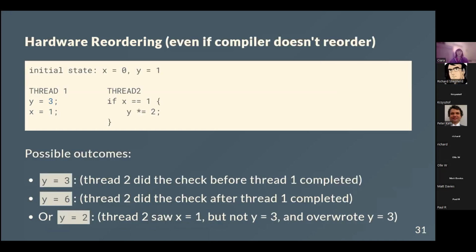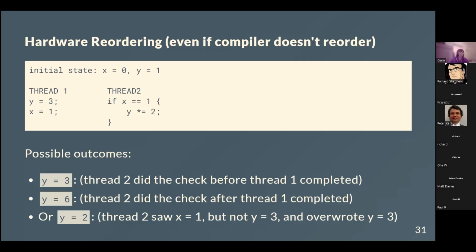For example, hardware reordering. So even if the compiler doesn't reorder it, that doesn't mean that the code, when it's running on our multiple threads, is going to see values in the order that it looks like we're going to see values. So if we have an initial state, x equals 0, y equals 1, our thread 1 might set y to be 3 and then x to be 1. And thread 2 will then say, okay, well, if x is 1, multiply y by 2. There are multiple outcomes of this code by virtue of the fact that it's multi-threaded. It's not obvious how things are going to happen.